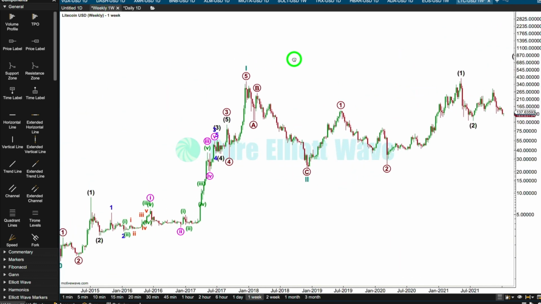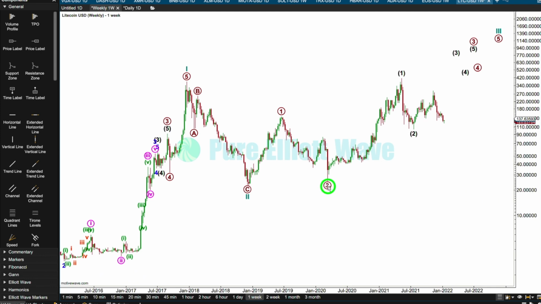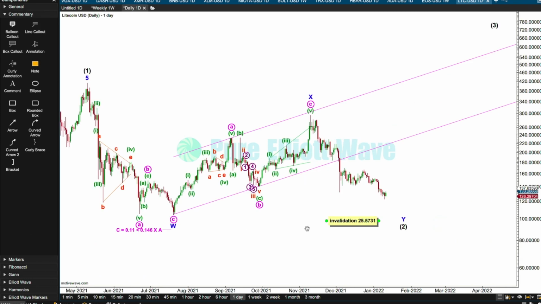So my invalidation for Litecoin will be down here, 25.5731. And I'd expect minor Y to move below the end of W. Let's calculate a target for that, for Y to reach equality in length with W.